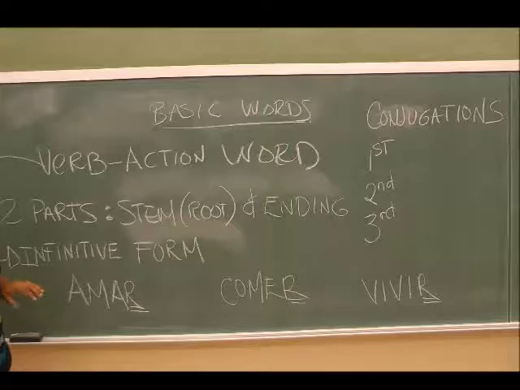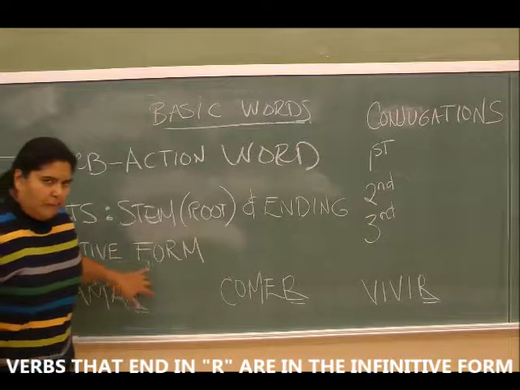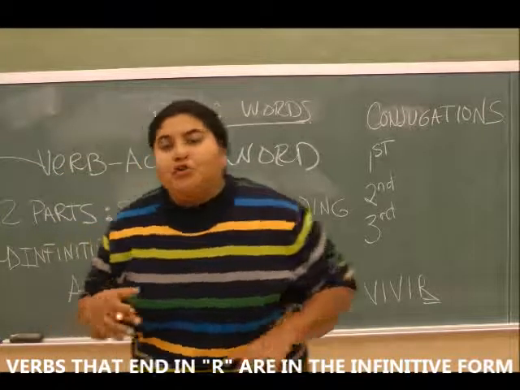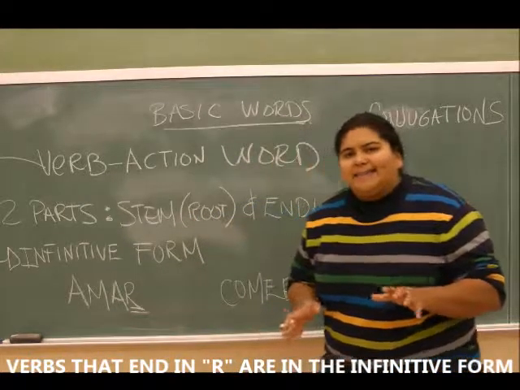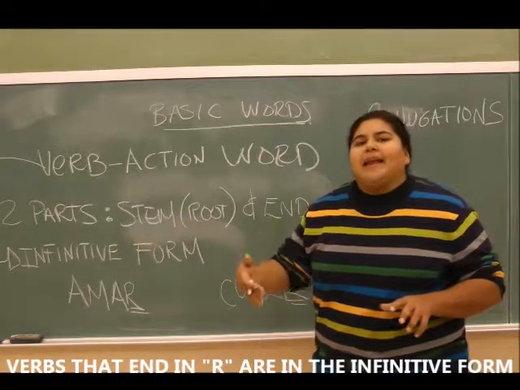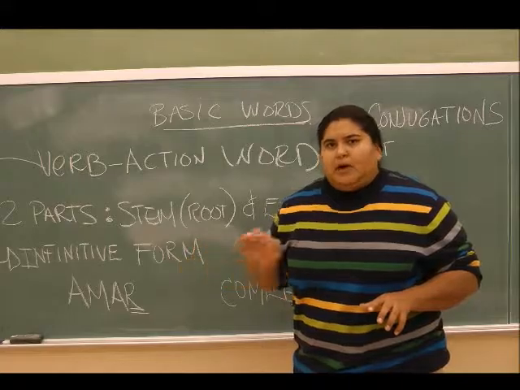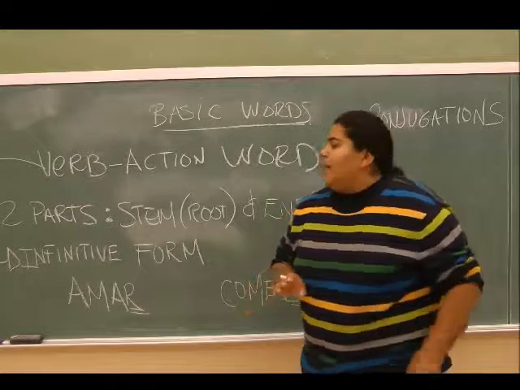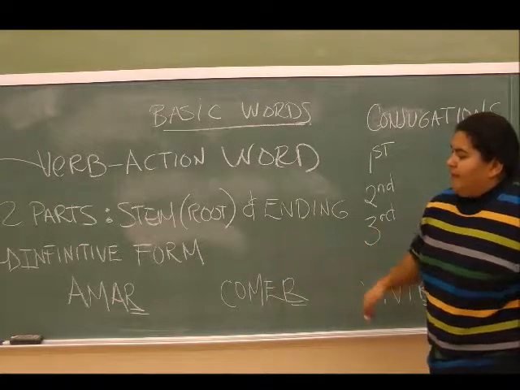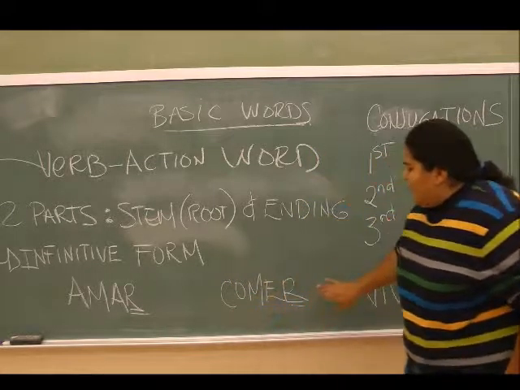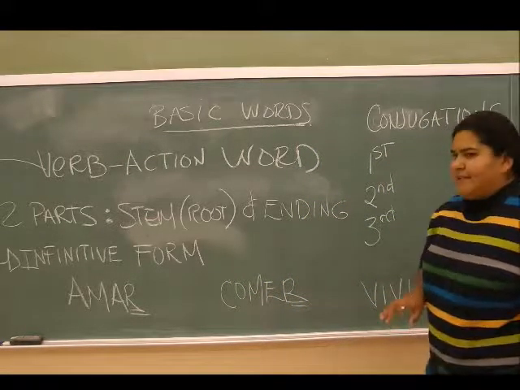So when we say that the verb is in the infinitive form, meaning in that newborn stage, the verb ends in an R. That means it has not yet been conjugated. We're still not in problems. And so here we go. The very first verb that we have again is amar, the second one is comer, and the third one is vivir.